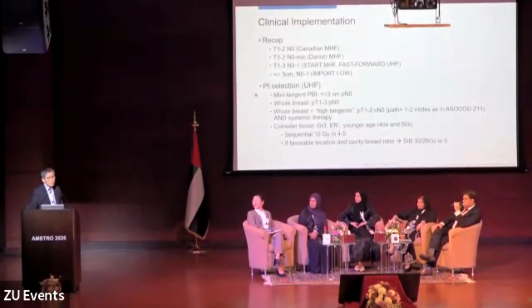Yeah. So I didn't include any of the node positive patients, but yes, we do treat node positive patients with moderately hypofractionated radiation using either a 15 or 16 fraction regimen, but not with the 5 fraction regimen. Most of our patients are reconstructed with a tissue expander, and we radiate the tissue expander.